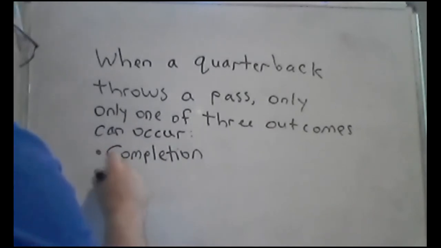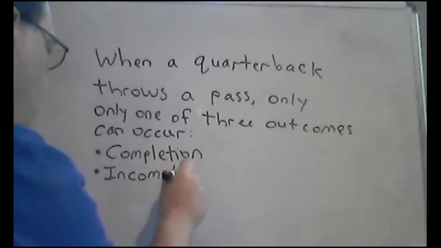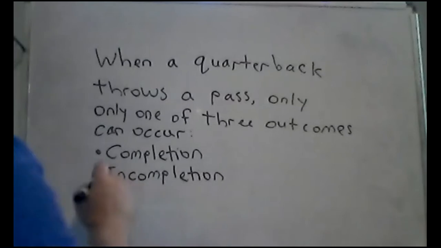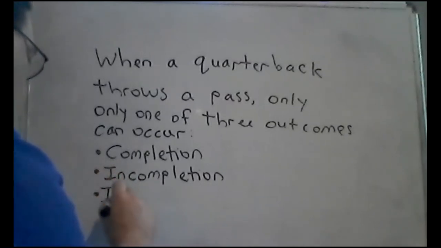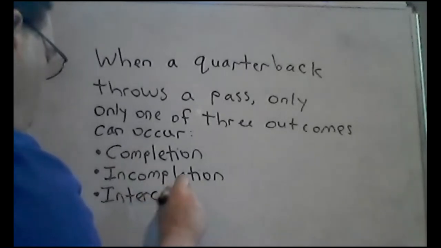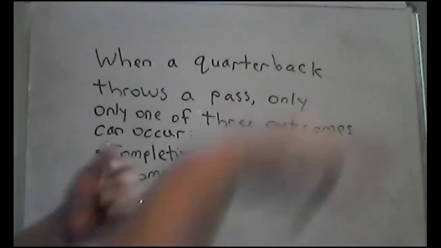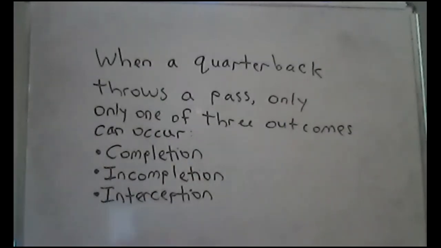Or you have an incompletion, which means that he throws a football to one of his own players and the person does not catch it, and nobody catches it. And on the other hand, you have the unfortunate case for the quarterback. You have what's called the interception. And that is the wrong guy catches it. So no matter how complicated these football plays look, and the coach is drawing all these arrows, and the wide receivers are going out and doing routes and everything else, when it gets all said and done, when a quarterback throws the football, only one of three things can happen: completion, incompletion, interception.